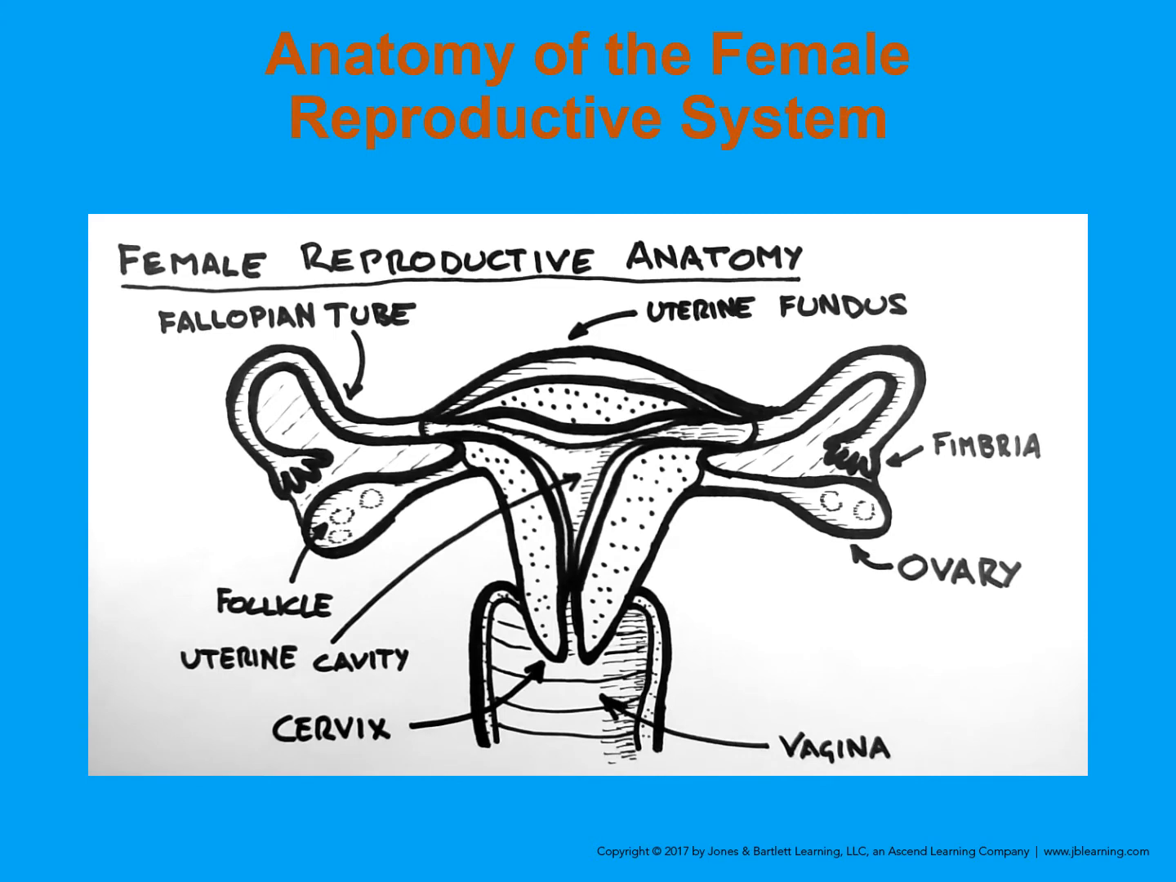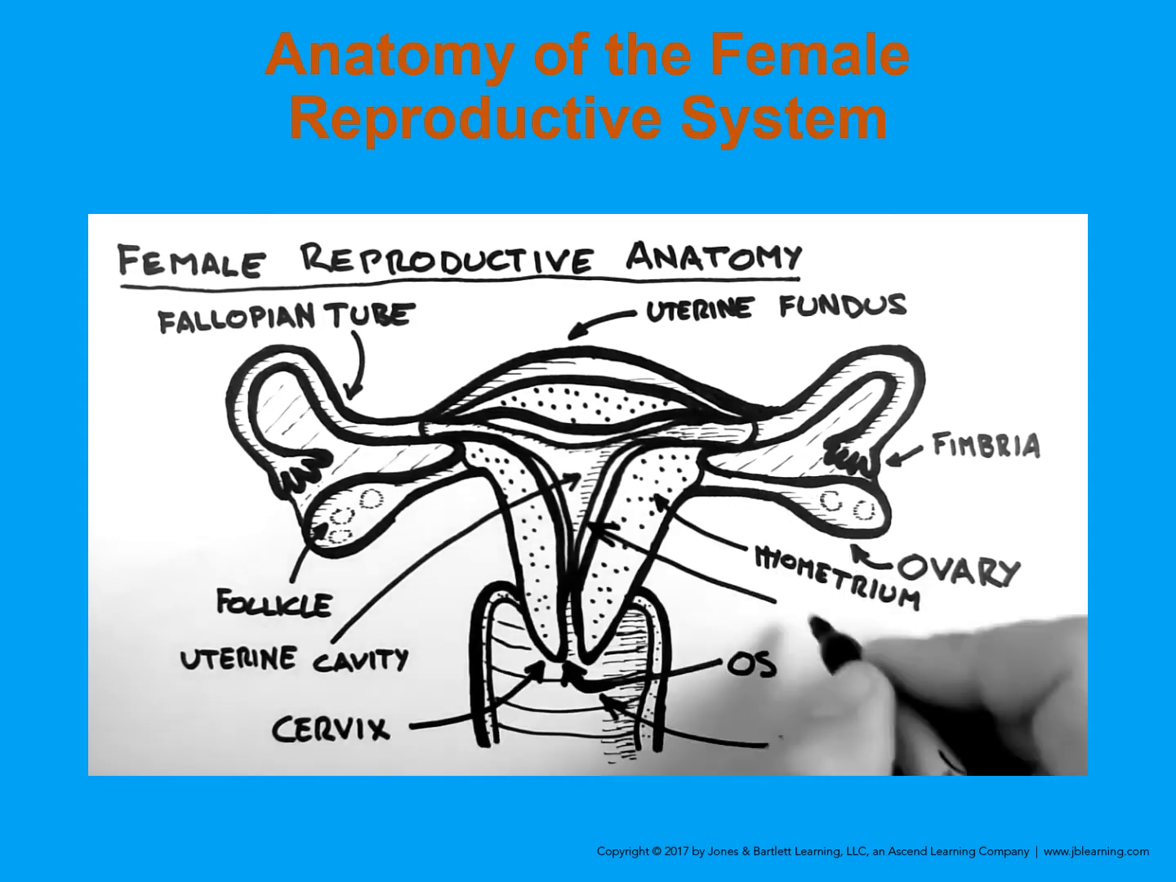The opening of the cervix is called the os. The thick muscular wall of the uterus is known as the myometrium. This muscular tissue contracts during childbirth in order to expel the baby from the uterine cavity. And lining the walls of the uterine cavity is the endometrium.